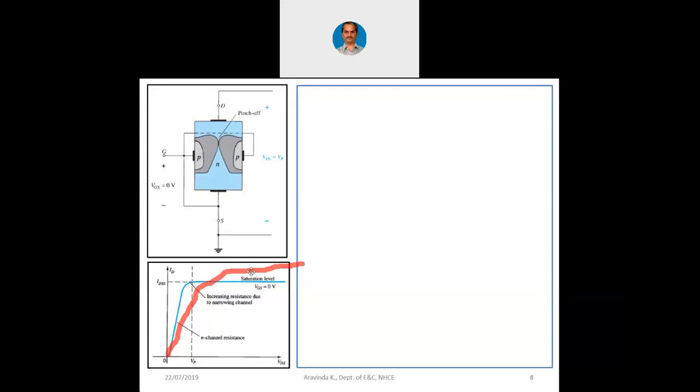You recall the BJT's curve, which I have written crudely here, and up to some extent the current will keep on rising. Slope is larger here. You can see the slope is larger here, but here the slope is like this. Now here the resistance of the BJT is lesser. Here the resistance of the BJT is more.